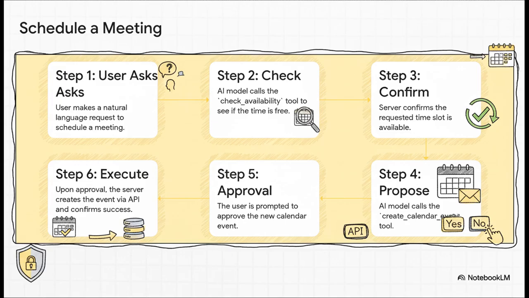A user makes a super simple request, just like they'd talk to a person. The AI is smart enough to know what to do. It calls the right tools in the right order. First, it checks if you're even free. Then it gets ready to create the event. But look at step 5.